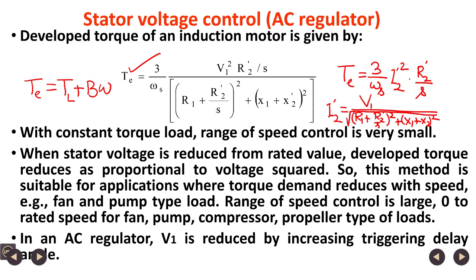With a constant torque load, the range of speed control is very small, because I will explain in the next slide. I will go to the next slide.